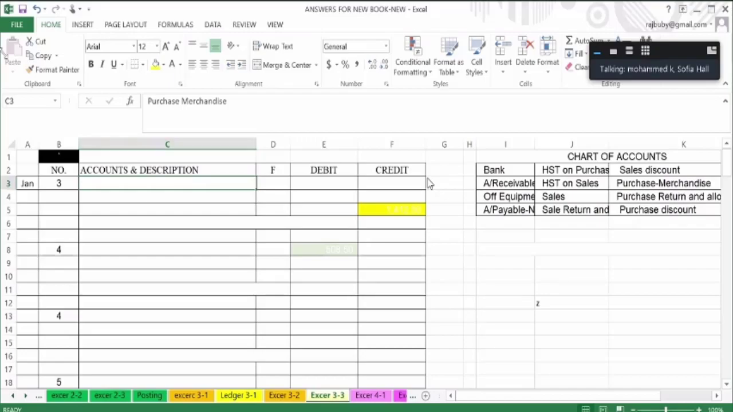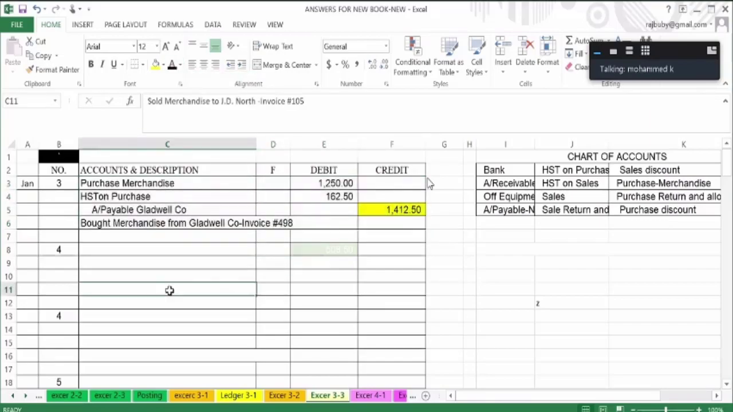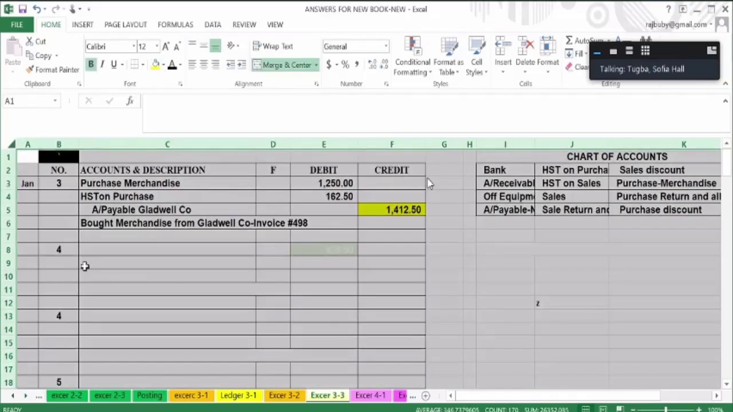So it's accounts payable, right? Yeah, you're not paying yet. So we'll use accounts payable, and then accounts payable, Gladwell, the name of the company. We didn't pay yet, right?